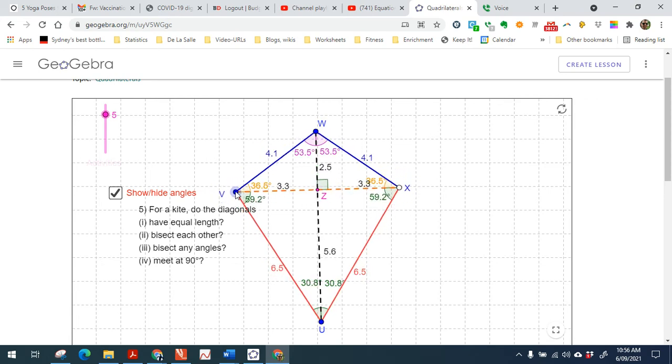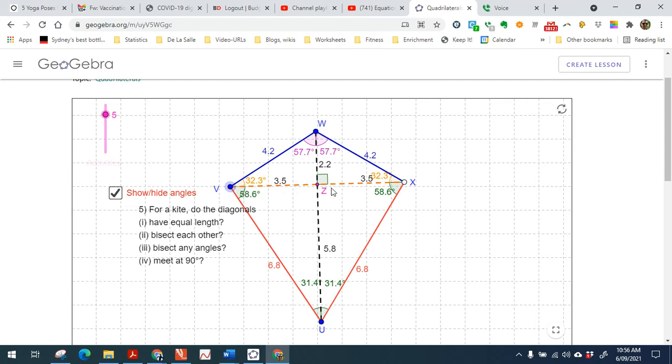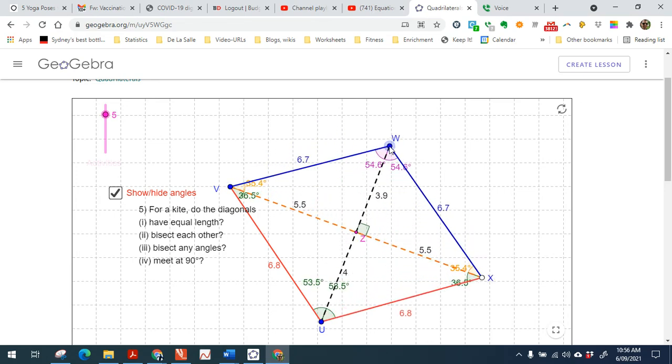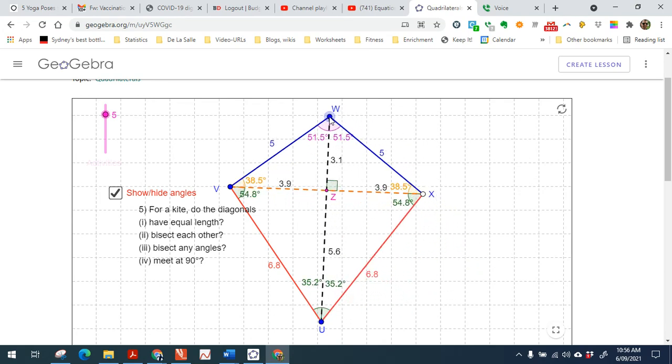Have a look. Now, the orange diagonal, you can see it does not cut the angles in half. You've got 32.3 and 58.6. But the black diagonal cuts the top and the bottom angles in half. You can see there, 57.7, 57.7, 31.4, 31.4. And no matter what I do, those angles are always cut in half.